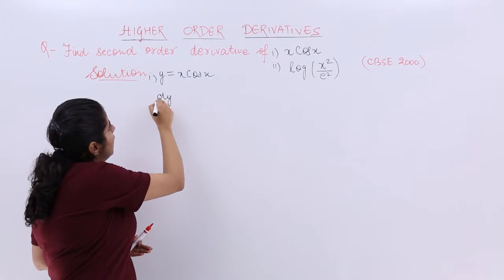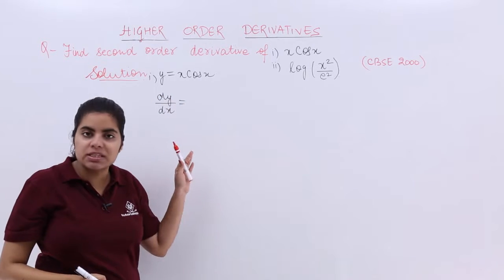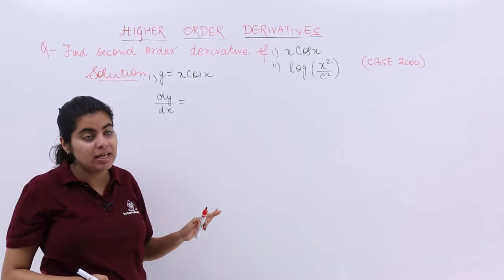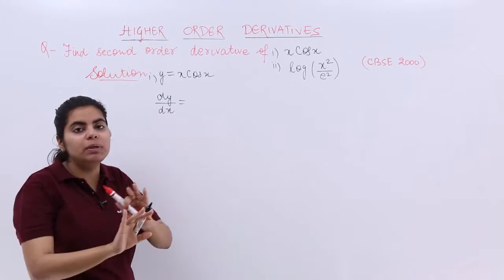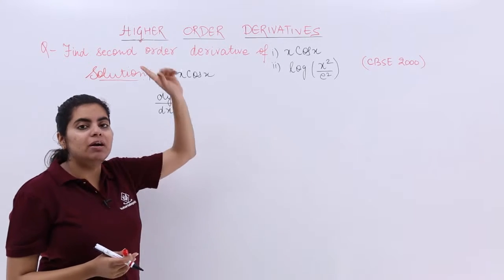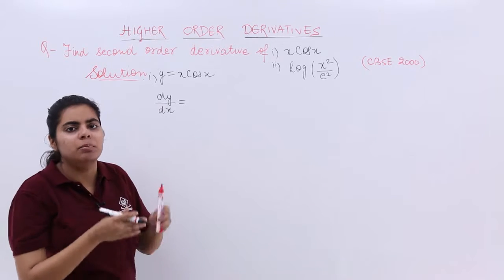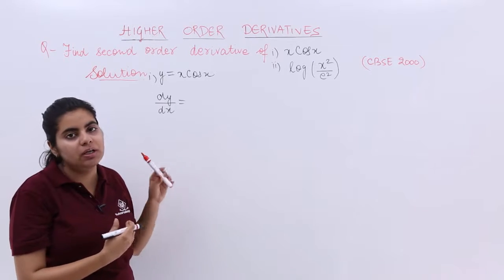Then what is dy by dx? dy by dx is nothing but obtained by the differentiation of y with respect to x. And this dy by dx will not be our final answer at all, because this is the first order derivative. We have to find out the second order derivative, so we have to differentiate again with respect to x. But first let's find out the first order derivative.